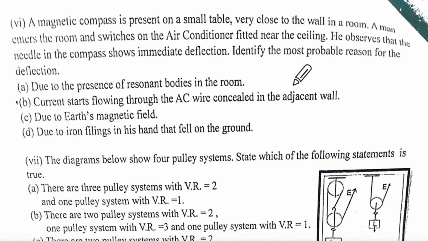Okay, to begin with, you will keep the wall. Let us say this is the wall, and this is the table. And this is the wall. And there's a magnetic compass needle here.